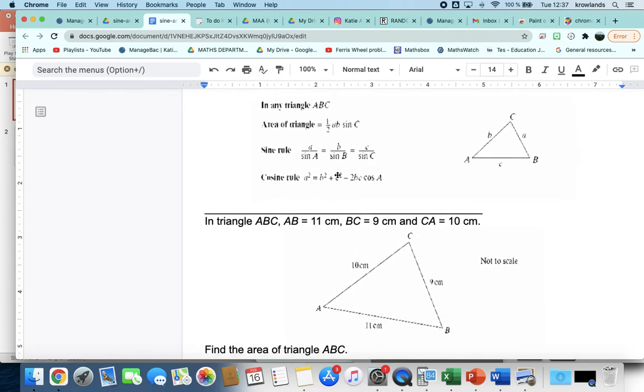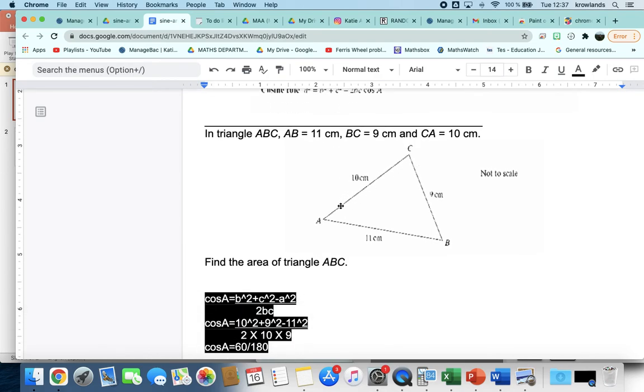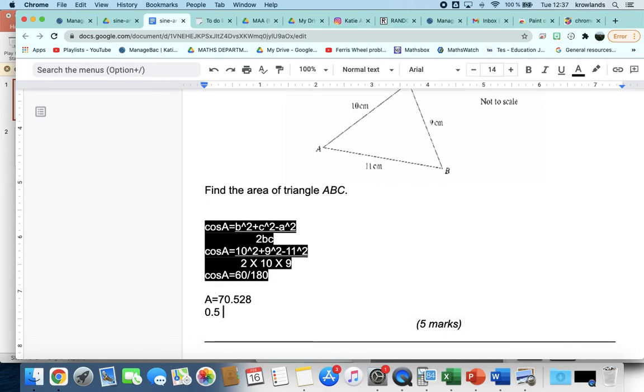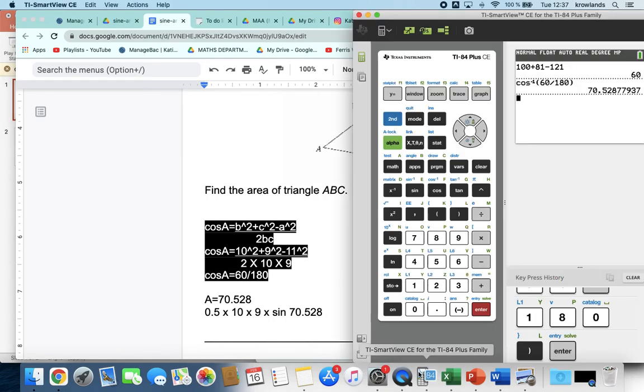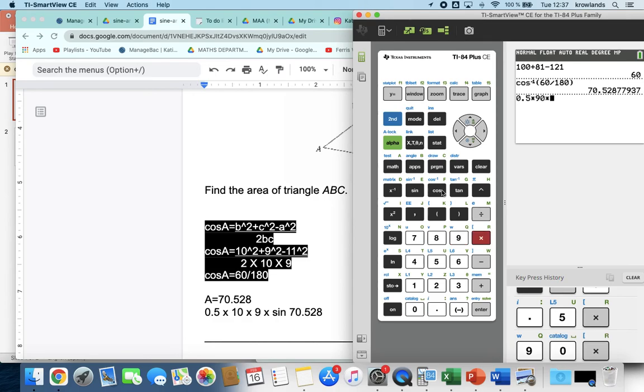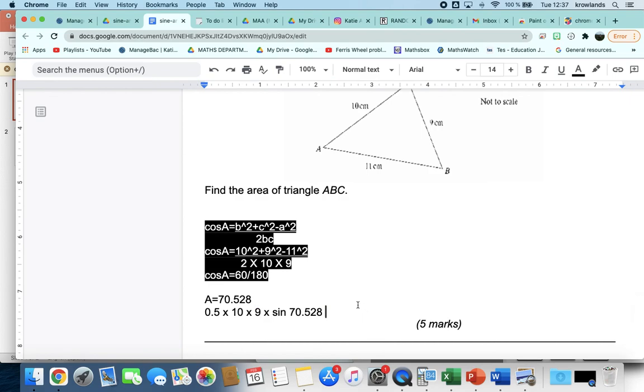Our formula is 1/2 AB sine C. Let's take this as A, this is B, and then C is the angle encased within it. So we're going to do 0.5, which is the same as half, times 10, times 9, times sine of the angle, which is 70.528. Then we are going to get our calculator. We're going to do 0.5 times 10 times 9, which is 90, times sine, and then in the brackets we're going to do 70.528, close bracket. Our area of our triangle is 42.4 if you were to round it to one decimal place, 42.4 centimetre. And because it's area, it needs to be to the power of 2, so centimetre squared.